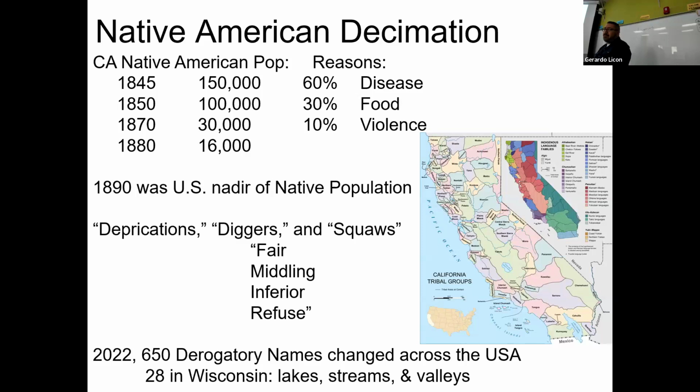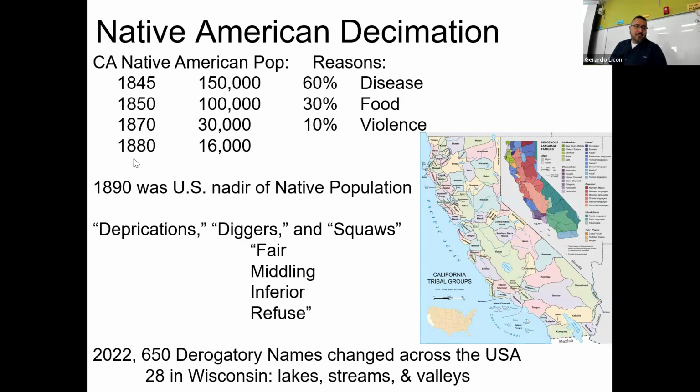And there's also the animals we brought in who ate a lot of what was available. Now, only 10% is directly attributable to violence, but that doesn't mean there wasn't a significant amount of violence. And I'll get to that in just a second.